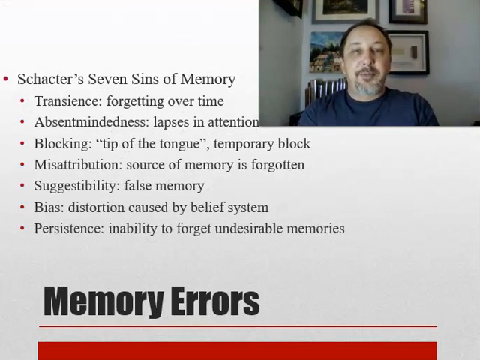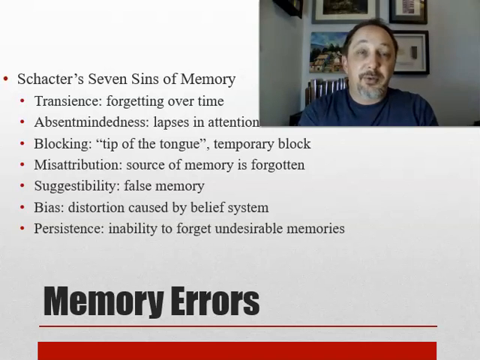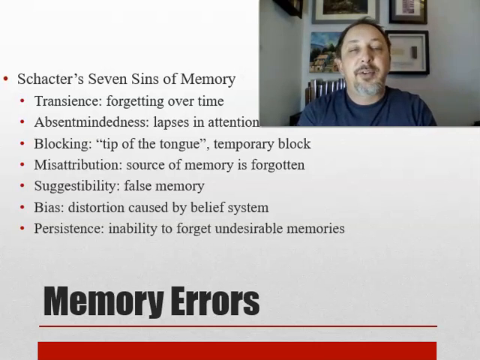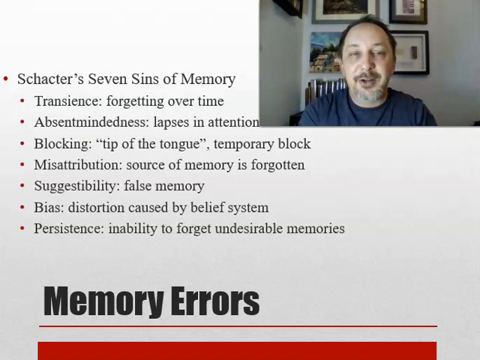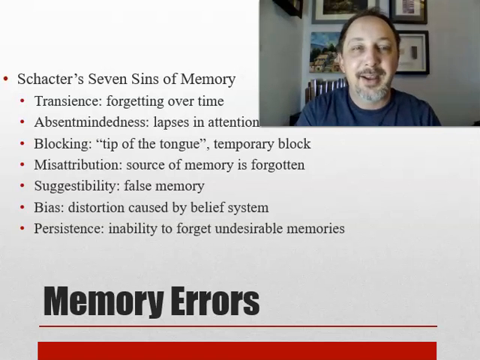A couple other ideas in memory errors: why do problems happen? Schacter gives us the seven sins of memory. Transience, which is that we forget over time. Absent-mindedness, which is that we're not paying attention to everything. Blocking is related to the tip of the tongue phenomenon. It's there, you just can't quite name it. It's like half of your quiz, right? You're like, oh, I know this one.